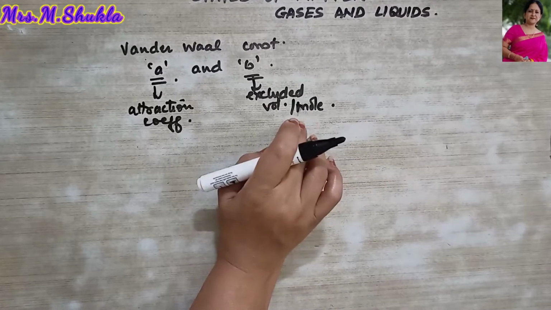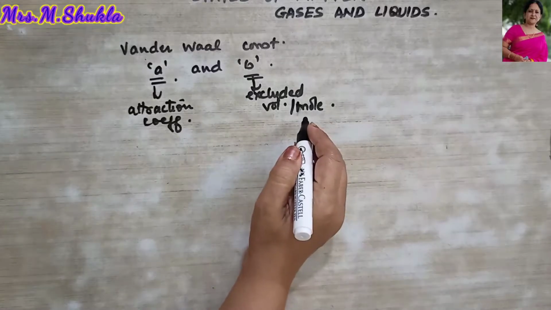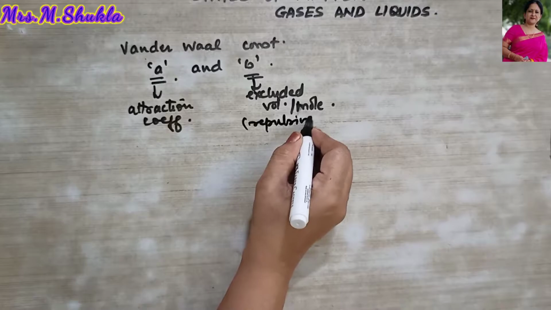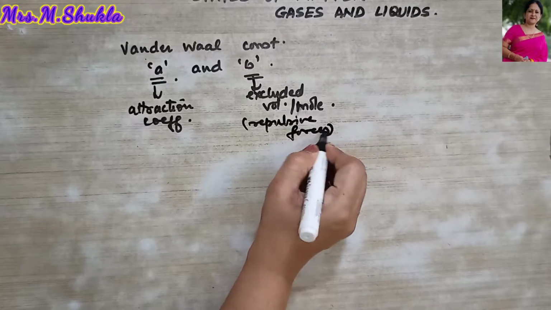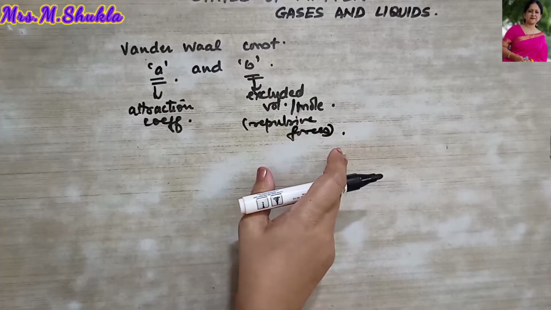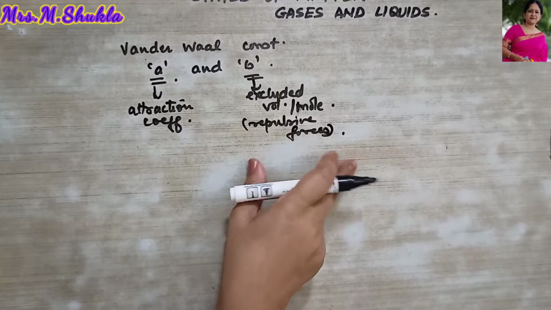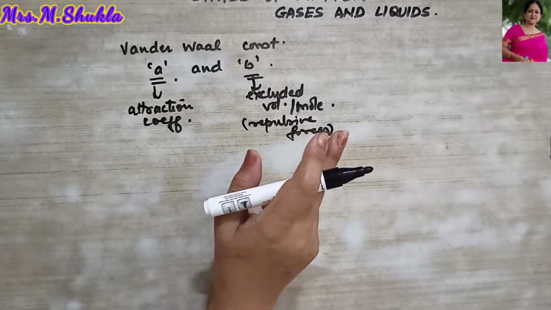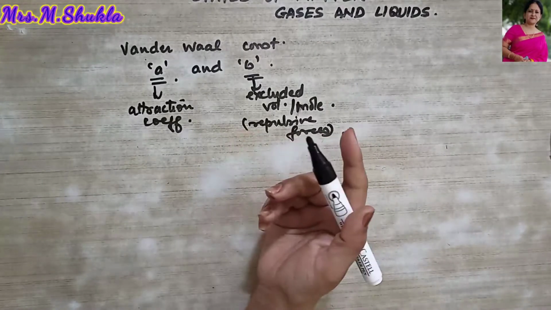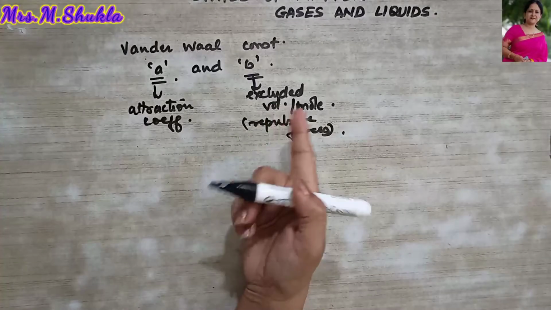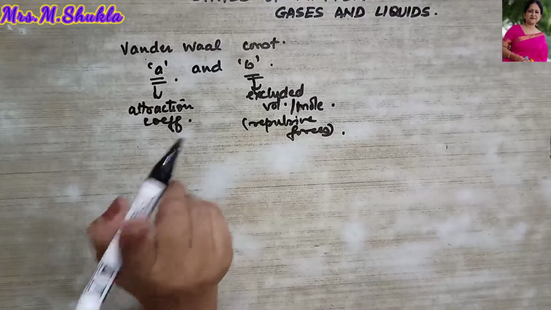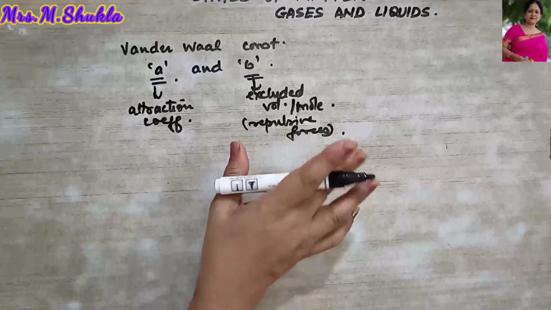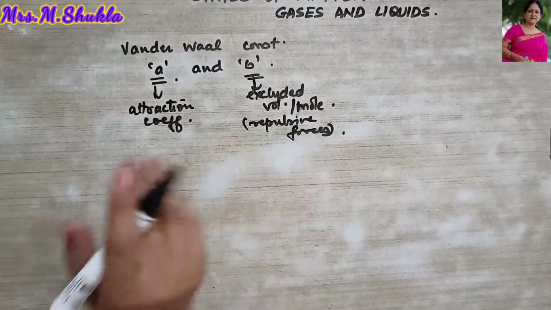This term B accounts for the repulsive forces. What does it account for? The repulsive forces, right, between the molecules of the gas, and this is the characteristic of each gas. Remember, the value of B is approximately 4 times the actual volume of a single molecule multiplied by Avogadro's number, right?